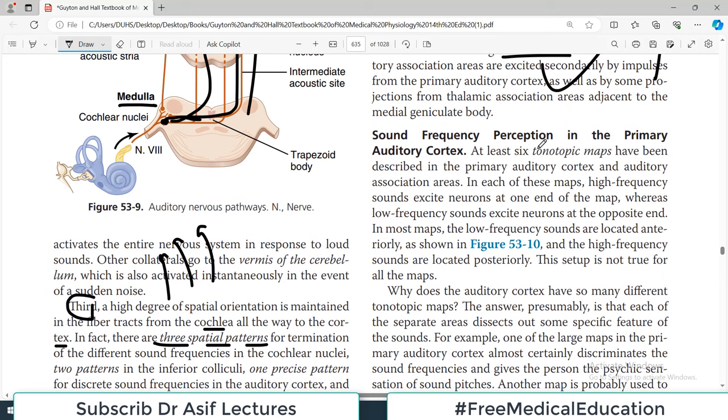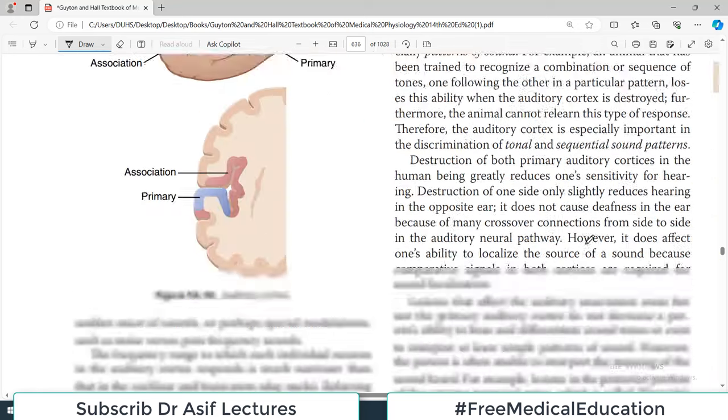Sound frequency perception in the primary auditory cortex. At least six tonotopic maps have been described in the primary cortex area. In each of these maps, high frequency sounds excite neurons at one end of the map, whereas low frequency sounds excite neurons at the other end. What this means is that different tones and different frequencies of different noises, voices and sounds can be appreciated in the primary cortex area. How, we exactly don't know.